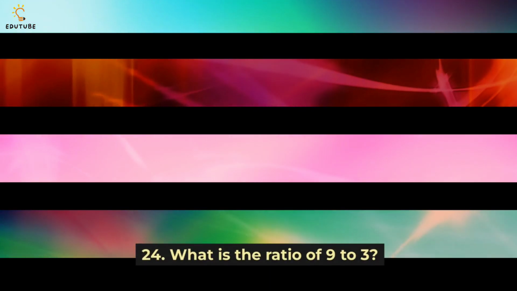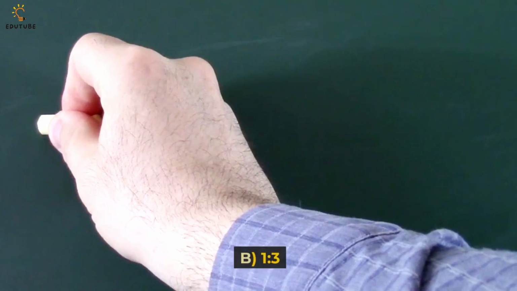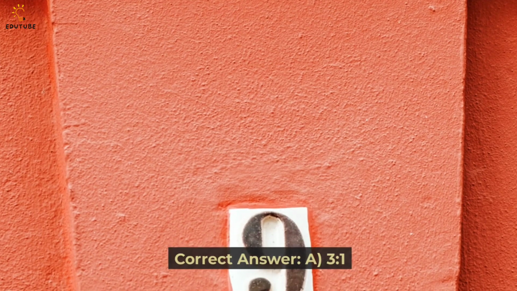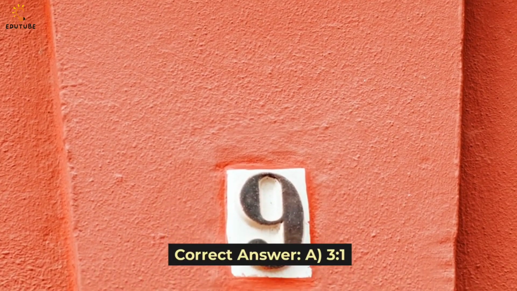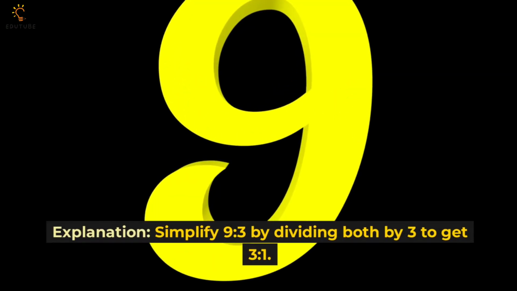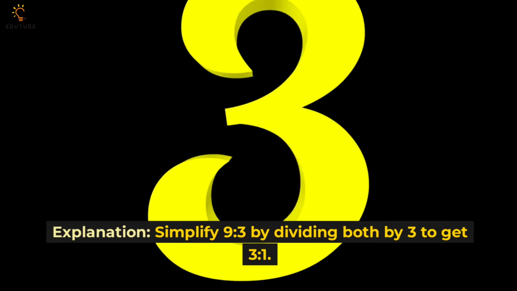24. What is the ratio of 9 to 3? A. 3 to 1, B. 1 to 3, C. 9 to 3, D. 1 to 1. Correct answer: A. 3 to 1. Explanation: Simplify 9 to 3 by dividing both by 3 to get 3 to 1.